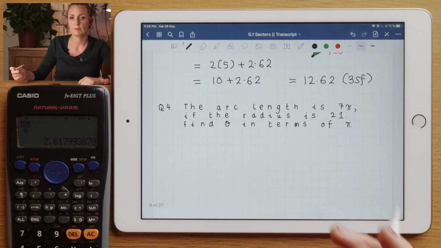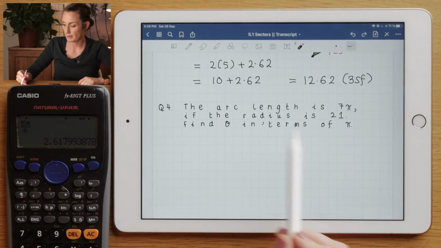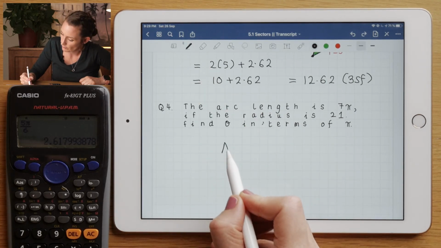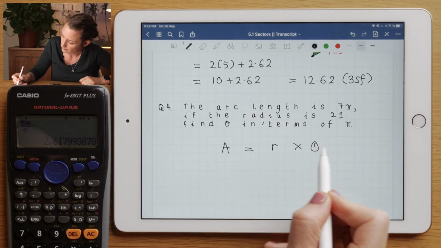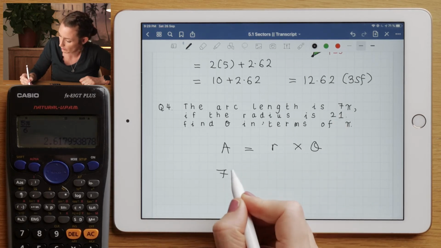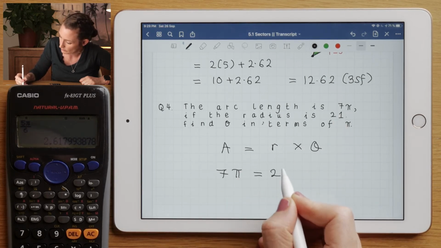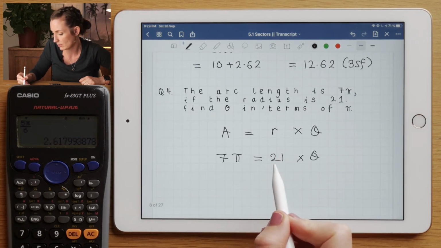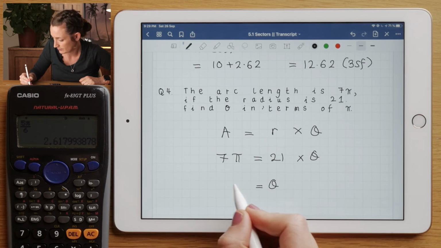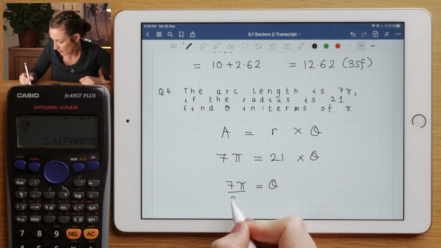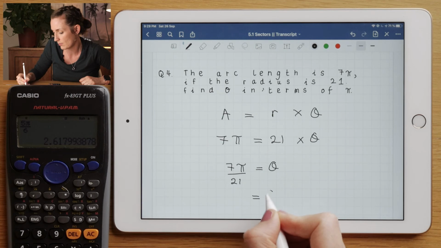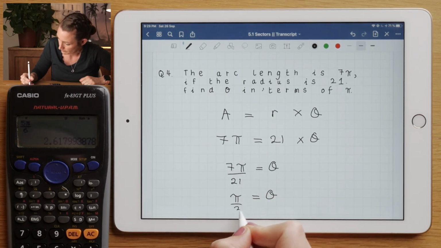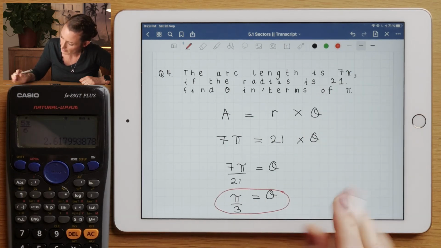Now in this question, we've been asked to reverse the formula because we've been given the arc length and we've been asked to find theta. So you write your formula down like always. We substitute in arc length equal to 7 pi and radius equal to 21. And we solve for theta. We move the times by 21 to the other side. And then we're just going to cancel the fraction down by dividing by 7. And that's our final answer.